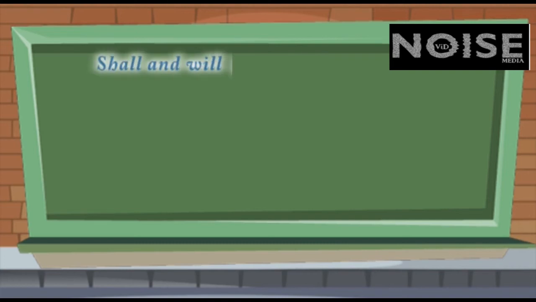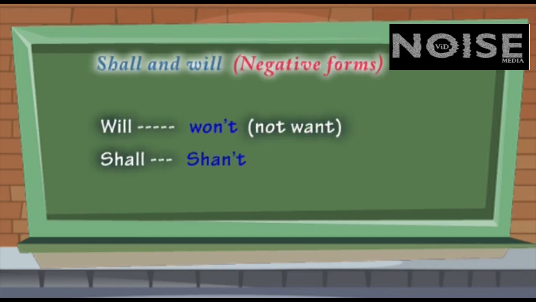Then there's a question of shall and will, what negative forms they take. Well, will becomes won't, but don't confuse it with want. That is "want", and it is "won't". And shall becomes shan't.